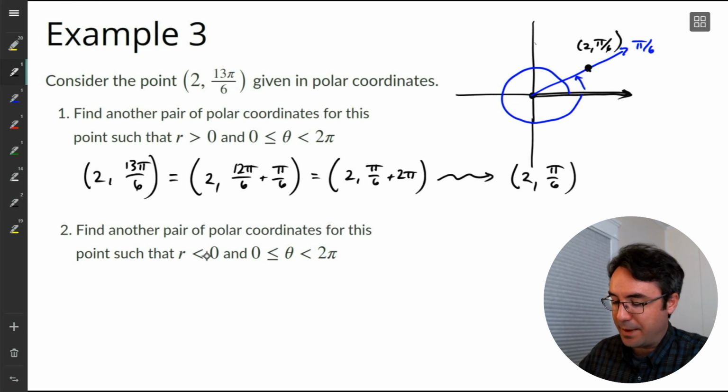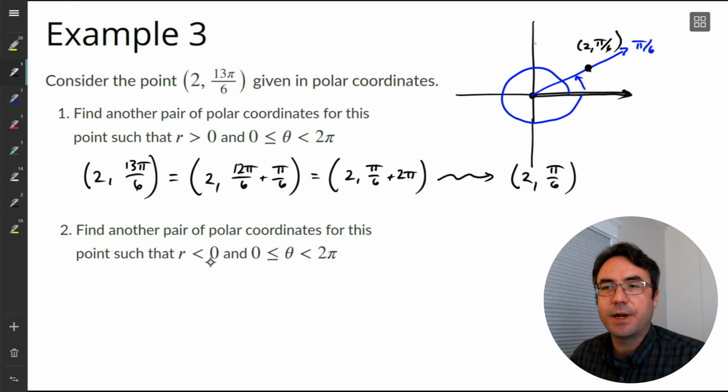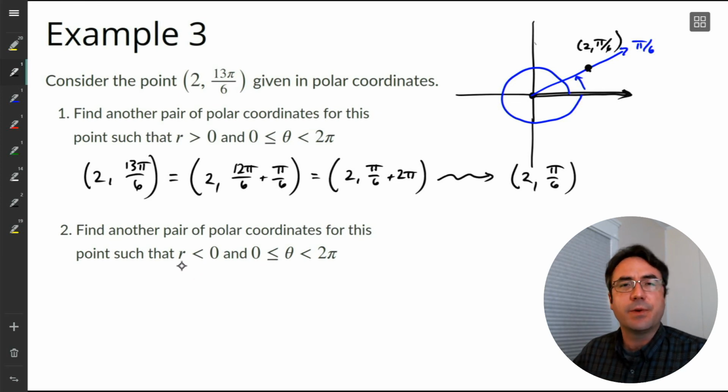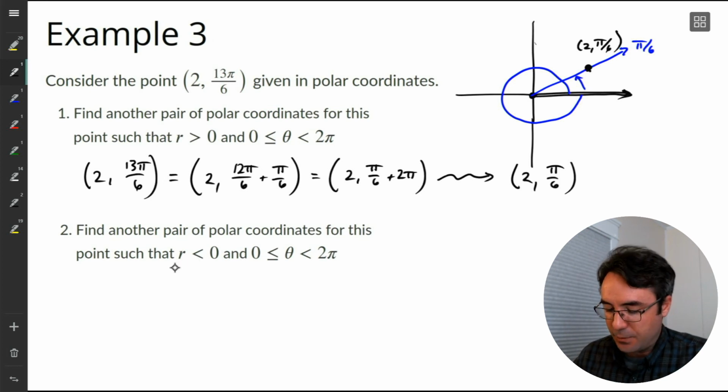Now let's see what would happen if we wanted to write that point with a negative r value, again with a theta value in between 0 and 2 pi. Normally we wouldn't want to do this, but we're just practicing here. So let's see what this would look like for a negative r value.